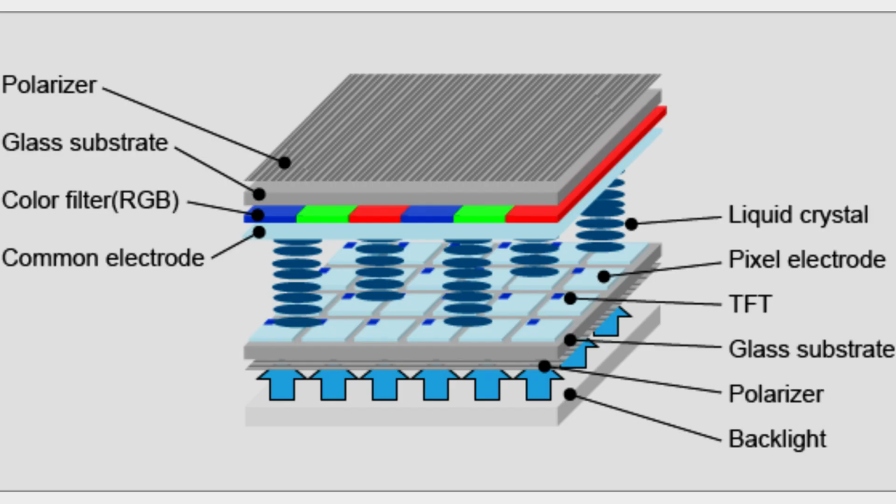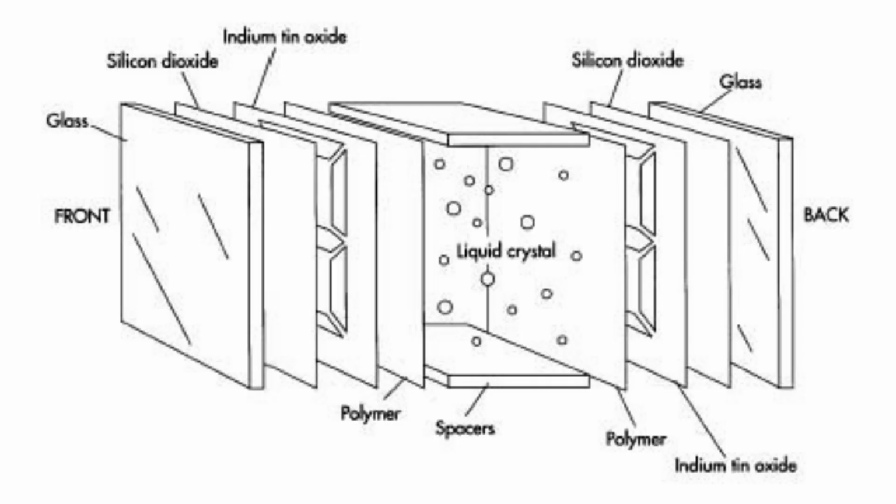The two main layers are the front glass substrate and the back glass substrate, with a layer of liquid crystals in between. Each substrate has a transparent electrode coating, usually made of indium tin oxide, on its inner surface. 2 polarizing filters are attached to the outer surfaces of the front and back substrates. These polarizers allow only light waves oscillating in a specific direction to pass through.